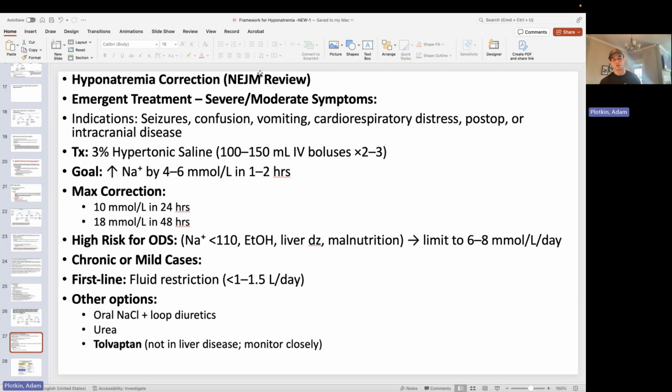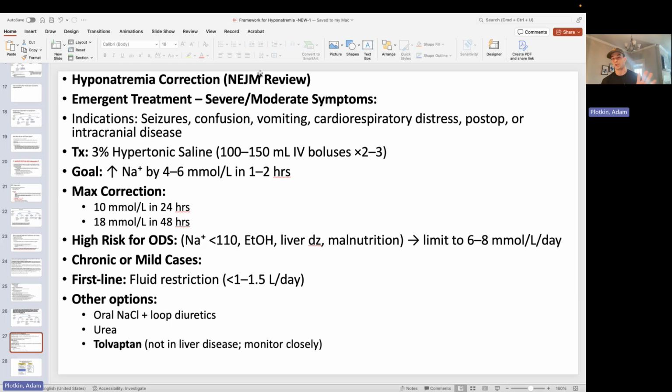If the patient has chronic or mild causes, we're just going to fluid restrict them, right? Less than a liter per day. Other options, we can use oral sodium tablets. We can use loop diuretics, urea, and even tolvaptan, which is an anti-ADH. We don't use that in liver disease because that can further damage the liver.